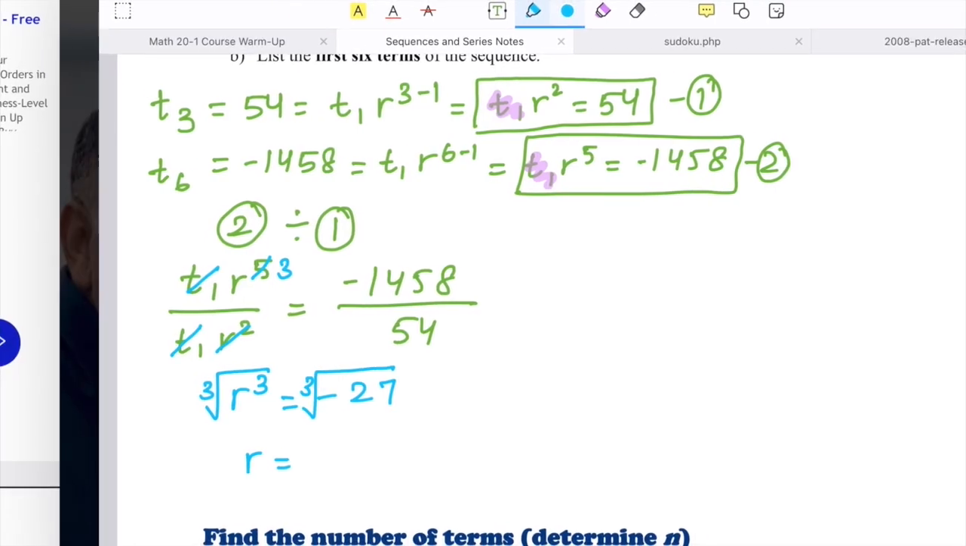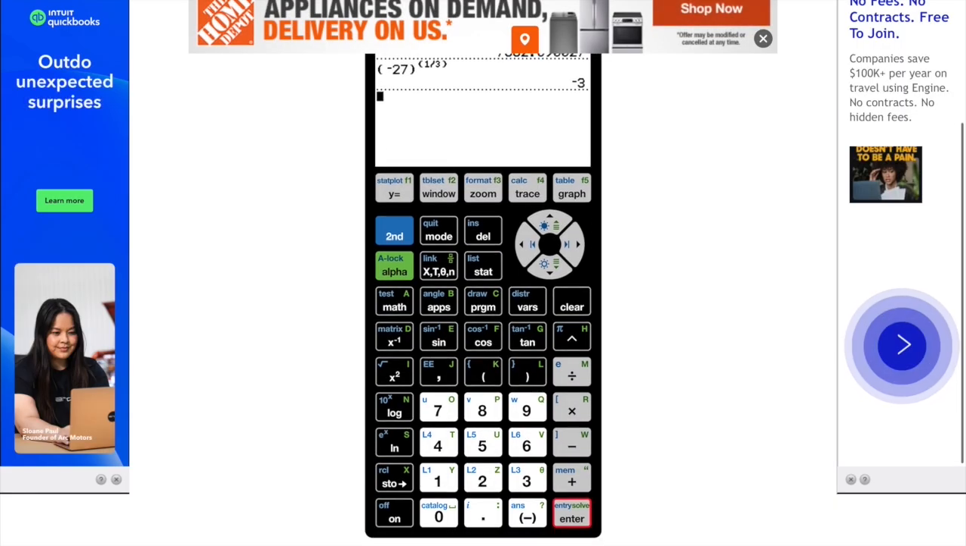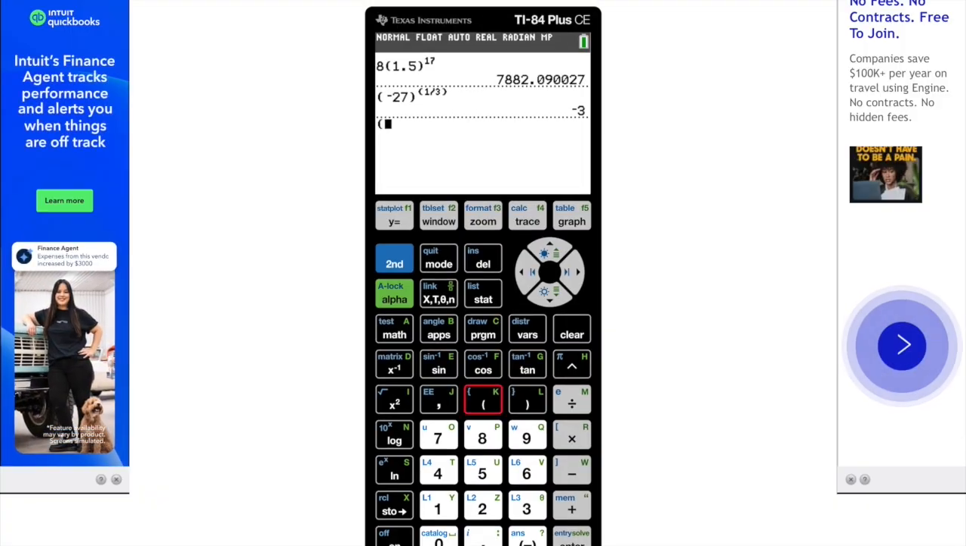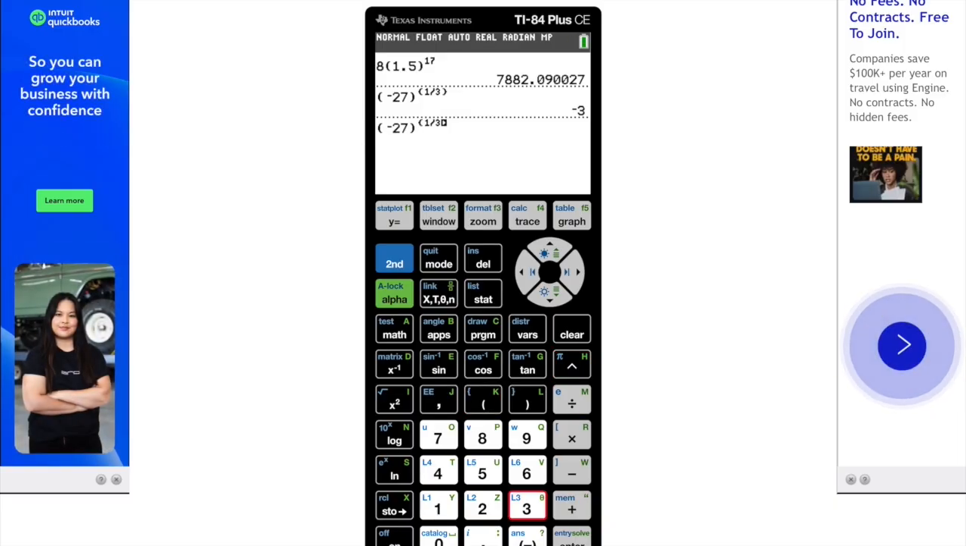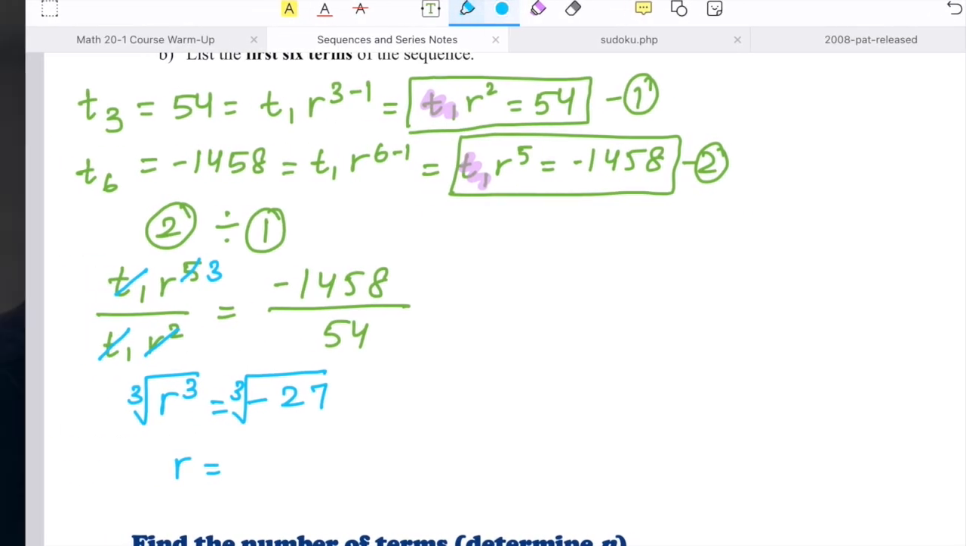So we have cube root, right? Or we can just do this as bracket starts negative 27 to the power of 1 over 3, right? Because that's cube root and that's negative 3. So R is negative 3.